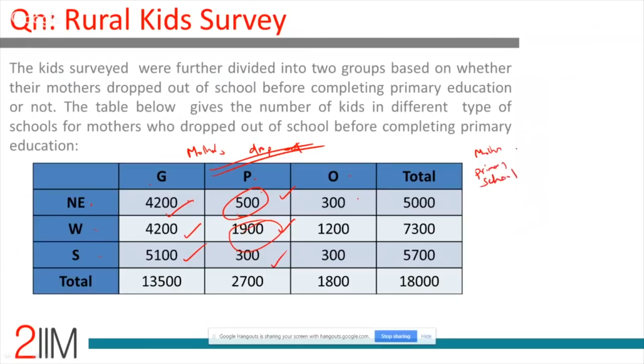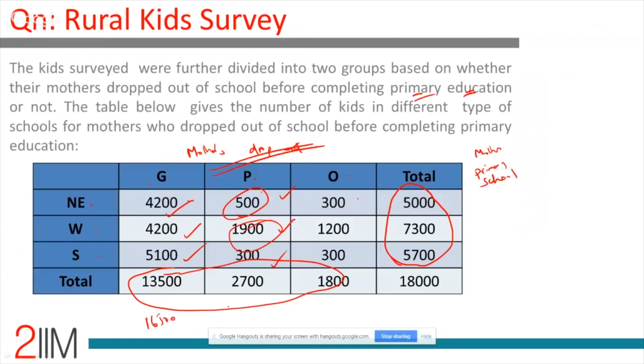This is for mothers who dropped out of school before completing primary education. Mothers who have completed primary education is another table which can be classified in this 3 by 3, that is Northeast, West and South, G, P and O. So we've got this whole table handed to us on a platter. We'll have to make sense of the other table. But we've already got these numbers at an overall level with us. I don't know if you remember the numbers. It helps to remember the numbers.